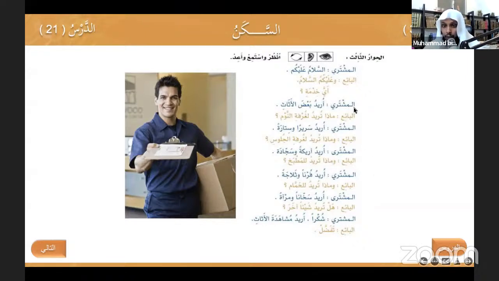Okay, here again, this individual, he is called al-mushtari, the person who wants to buy something. Yes, and the other one is called al-ba'i', the seller. Okay, so al-mushtari says assalamu alaikum, al-ba'i' says wa alaikum assalam, ayya khidmah, how can I help? So ayya khidmah literally translates to what service. So what's understood is what service can I give you, or how can I be of service to you, or how can I help? أريد بعض الأثاث, I want some furniture.